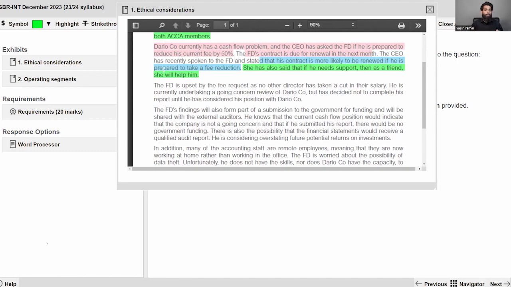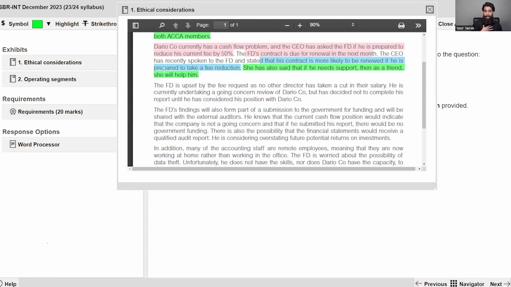But she knows that the finance director is worth more, and that is why she must be offering some support on a personal basis, not on a professional basis, but on a personal basis. She says, okay, don't worry, I might give you some sort of money from my own pocket, but I cannot give you that money from the company's bank account.